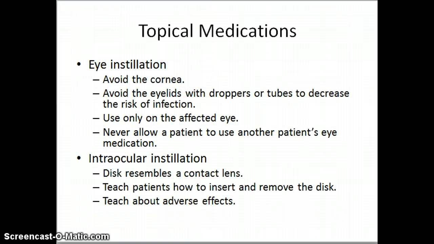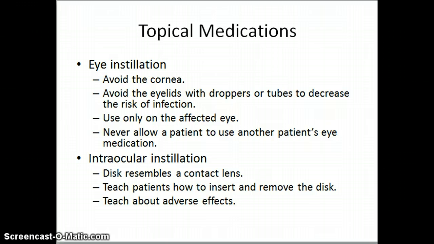Our topical medications are for the eye. First of all, we want to avoid the cornea because it has many pain fibers and is thus very sensitive to anything being applied to it. With eye medications or eye ointments, our first eye ointment is usually in OB to that newborn baby to prevent gonorrhea that causes blindness to that baby.